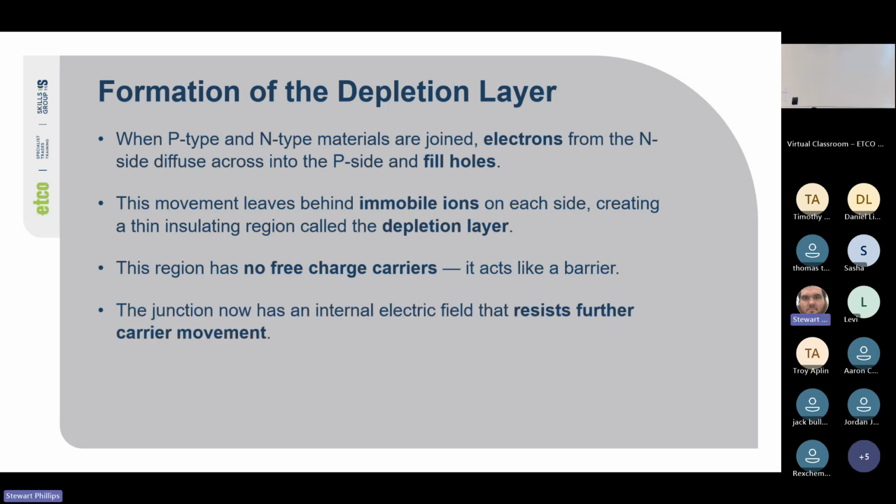Cool. The junction now has an internal electric field that resists further carrier movement, kind of like the electric field in the capacitor. So imagine two crowds meeting at a doorway, one full of people, the electrons, the other with empty spaces, the holes. They rush together and fill the doorway until it's blocked by those now stationary people.